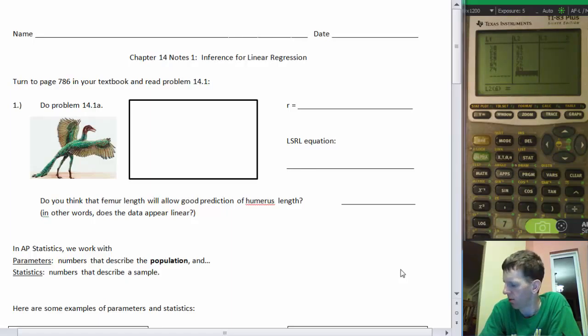On part A, there are a number of things that we are supposed to do, including graphing a scatter plot, calculating correlation, calculating the least squares regression equation, and answering a question. What I'd like you to do is take a look at problem 14.1, pause the video, answer the questions, draw the graph, and we'll take a look at your answers in just a moment.